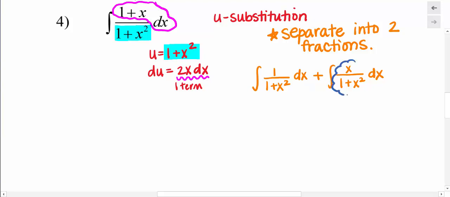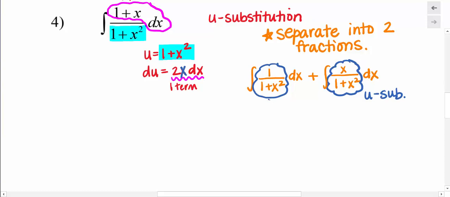This right here is the u-substitution. But this first one is not u-substitution. We talked about why. There's no variable in that numerator. So if I identify 1 plus x squared to be u, I need a variable of x somewhere evident for my du, and I don't have that. So this should scream inverse trig to you.